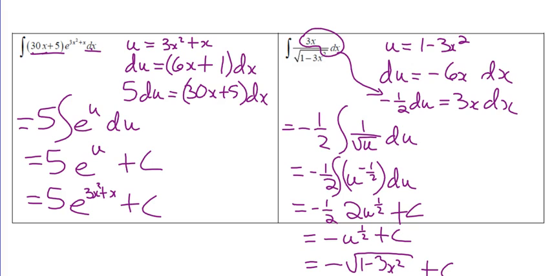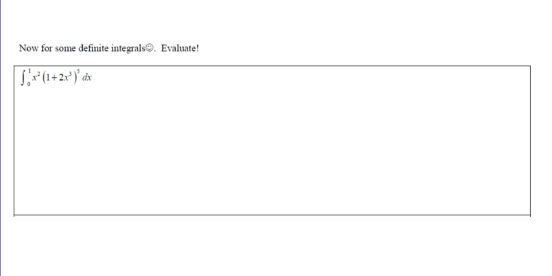Okay, so remember, you're looking for a u such that its derivative, which is going to be some x dx, is replaceable. I can make this into this simply by multiplying. I can make this into this, again, simply by multiplying. Now, for some definite integrals, evaluate.